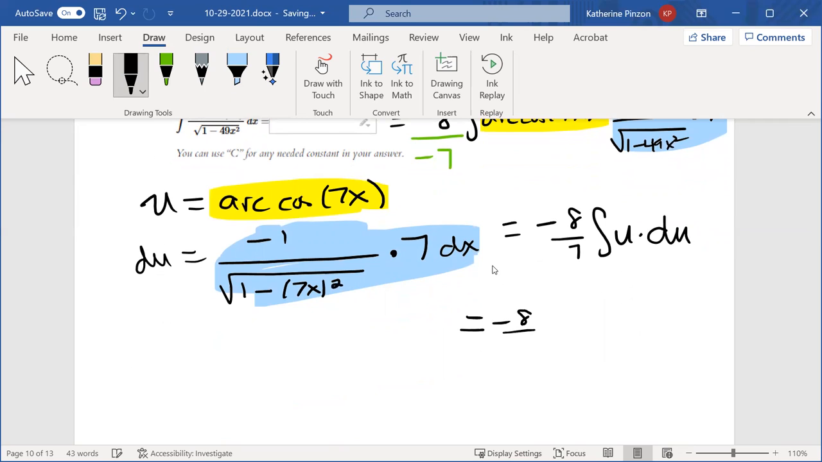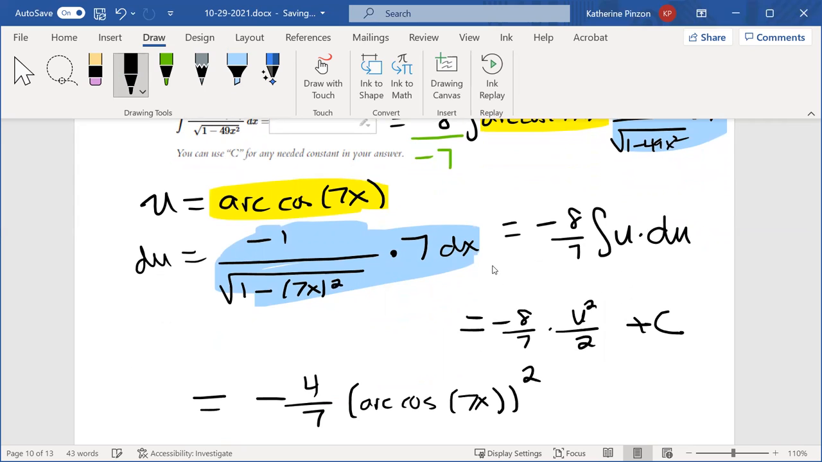Okay, -8 over 7 times, how do you integrate u? Add 1 to the power, divide by the new power, plus c. Okay, so -4 over 7, u arc cosine of 7x squared plus c.